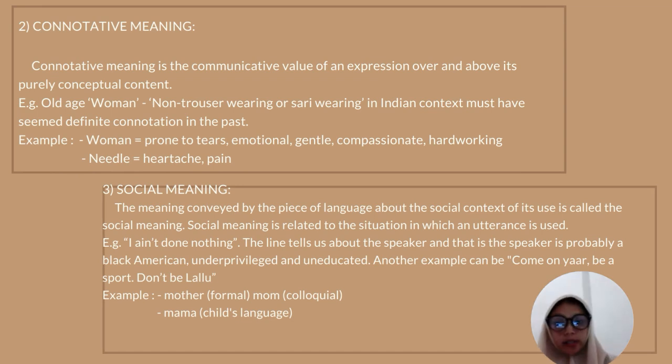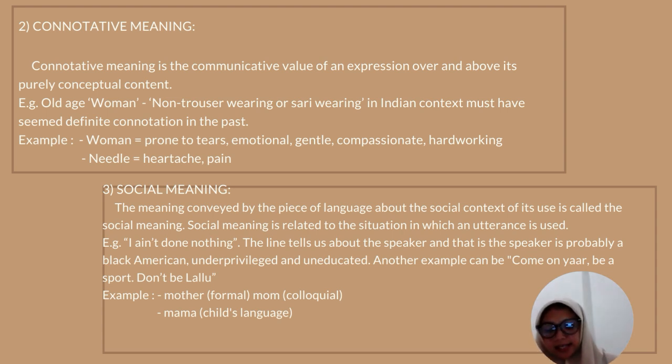Okay, the second is connotative meaning. Connotative meaning is the communicated value of an expression over and above its purely conceptual content. For example, an old woman not wearing trousers but wearing a sari in the Indian context must have a certain connotation. We see in this example that they talk about old women, for example, that they don't wear trousers, as a child, for example. So that means the trousers, for example.